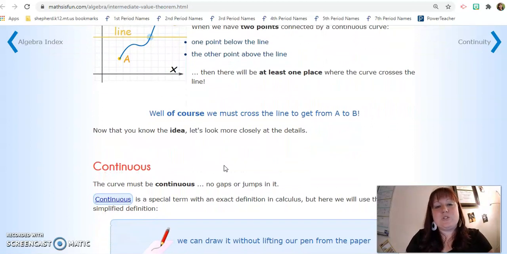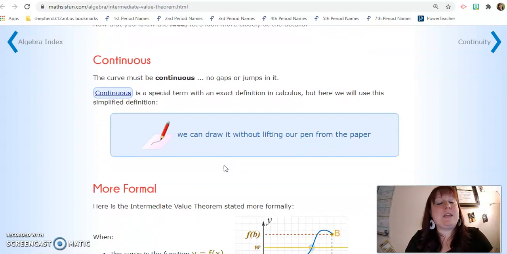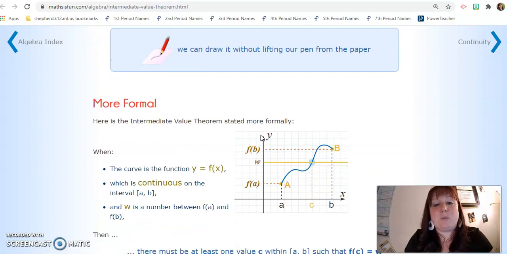So one of the conditions, remember, is that the curve has to be continuous. So there can't be any gaps or jumps in the curve for the intermediate value theorem to work, which makes absolute sense, right? Because if it's not continuous, it's not guaranteed to go through every single point. But if it's continuous, we absolutely have to go through every single y value to get there, right? And remember, continuous just means that we are drawing it without lifting our pen.